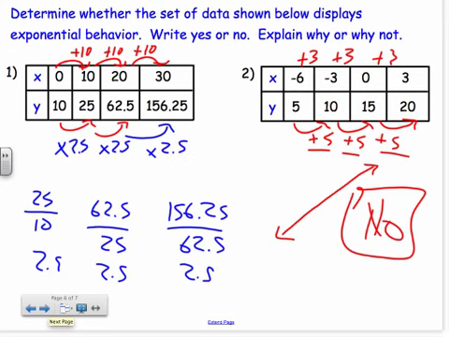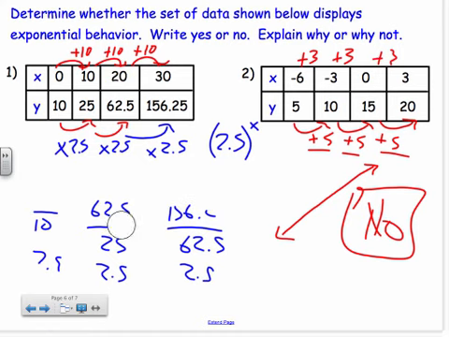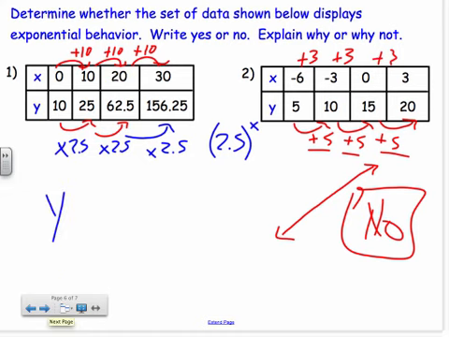So this would have exponential behavior because it's kind of like 2.5 to the x power. As my x's go up 1, I keep multiplying by 2.5. Or in this case, as they go up 10, you get multiplied by 2.5. So this one has exponential behavior. So I would say yes, and this is kind of how I explain it, because I'm multiplying by the same number. If it's being added by the same number, it's no, because that's linear.